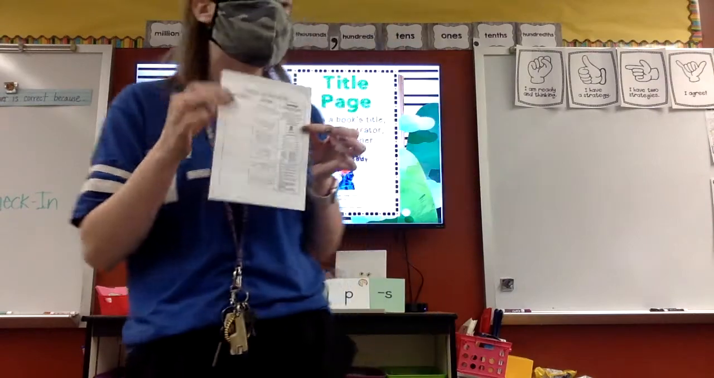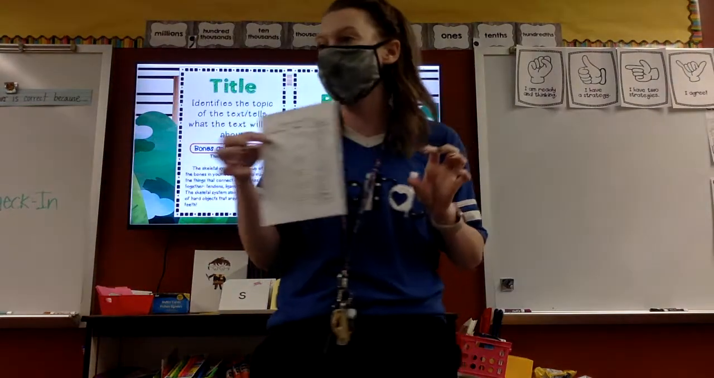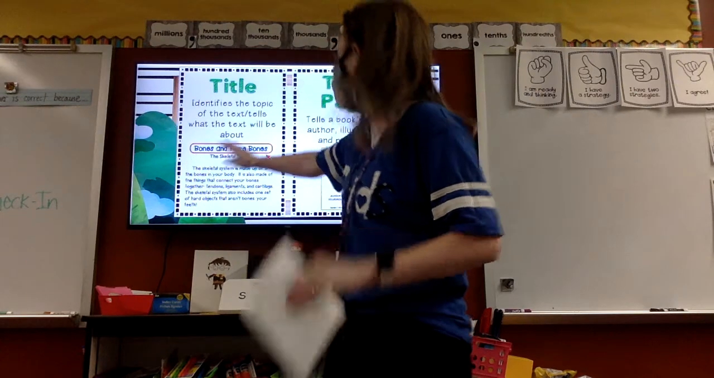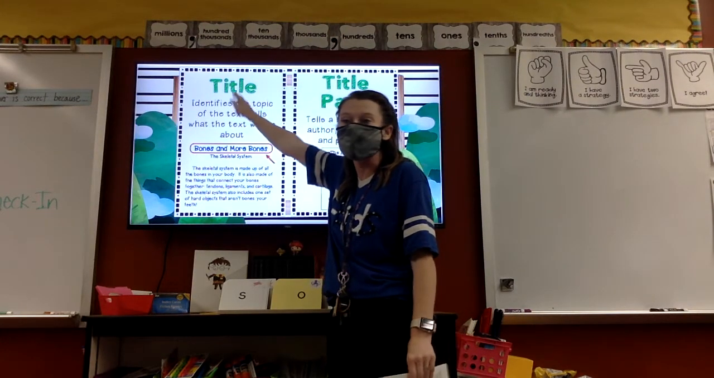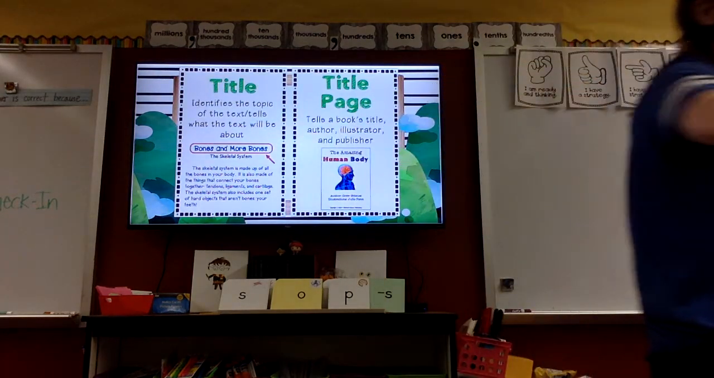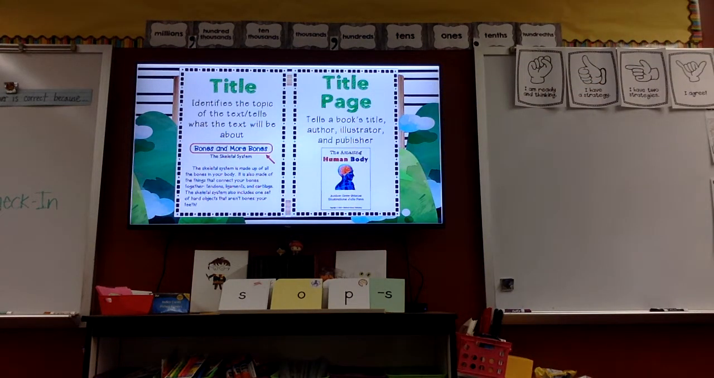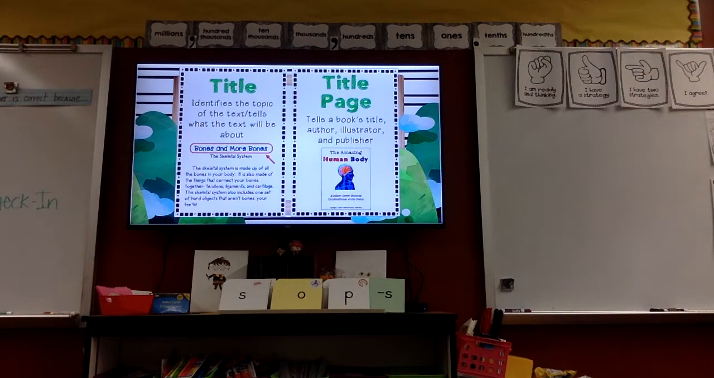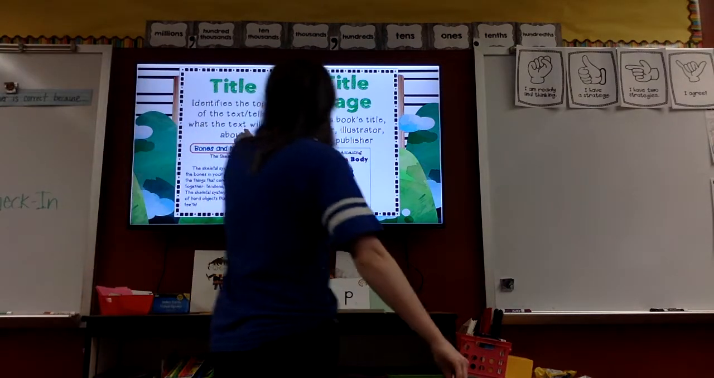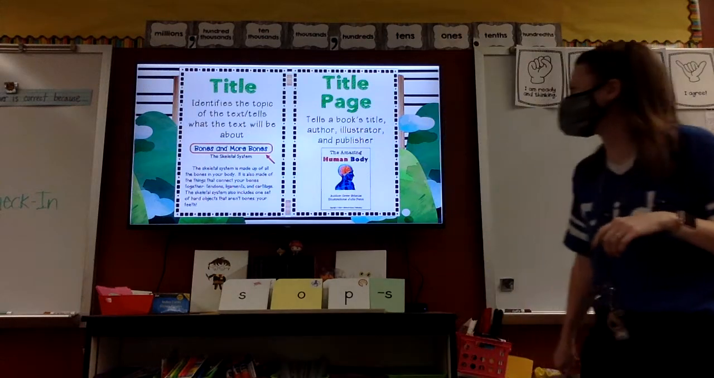So on your little anchor chart, that very first box where it says text feature, I want you to write the word title. It is up here in green if you need to see how to spell it. For that very first box, we need to write the word title. Good. All right, so a title identifies the topic of the text, tells what the text will be about.